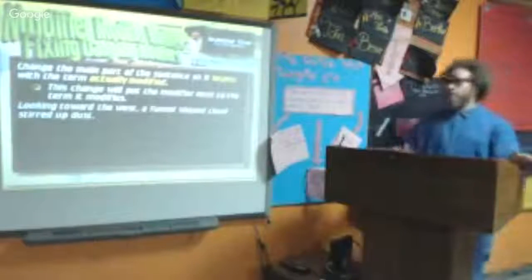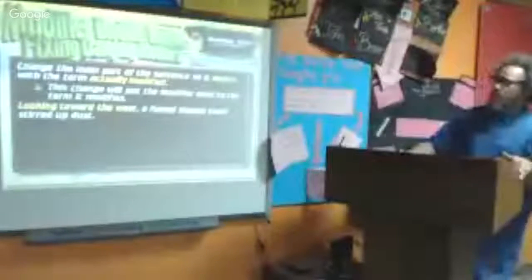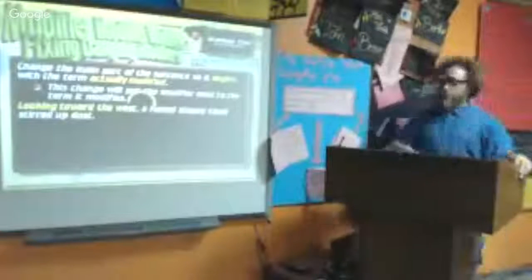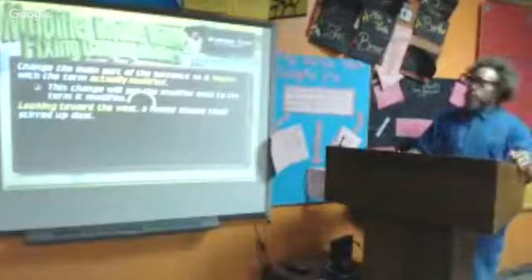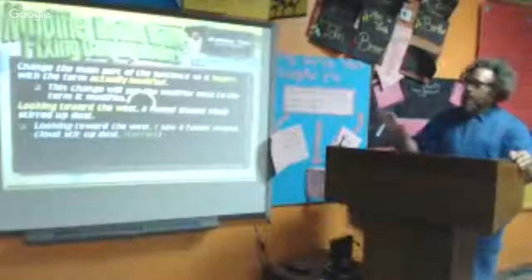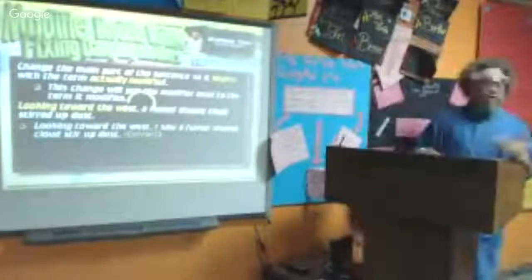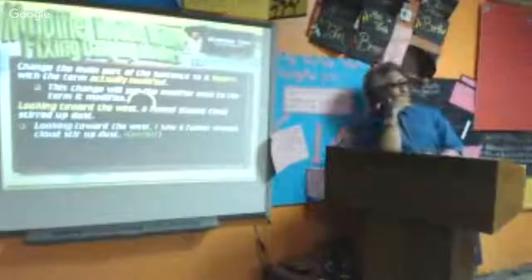Okay, so let's see if we can correct it, or if there's a better way to correct it, because there's more than one way to correct this. Looking towards the west, I saw a funnel shape. That's a good one. That's one way.